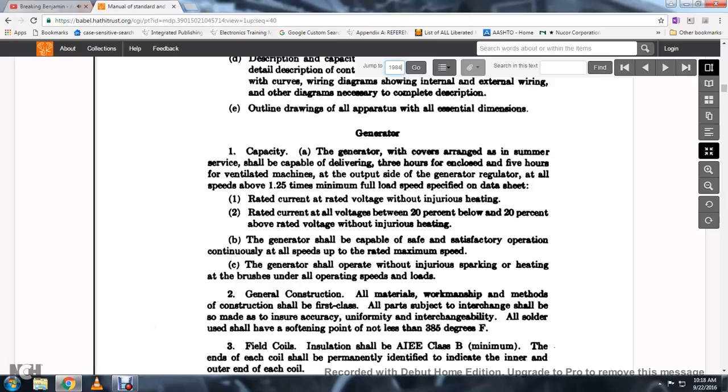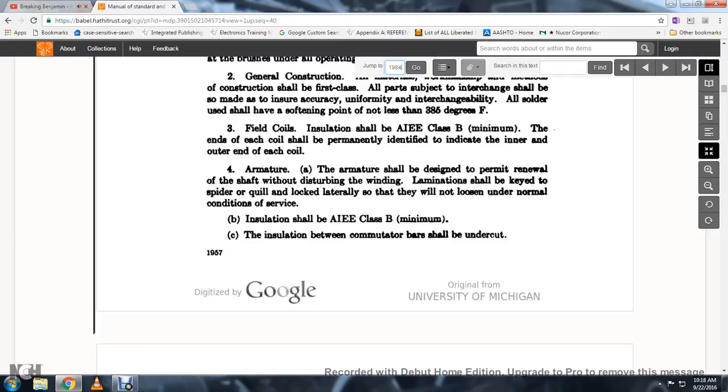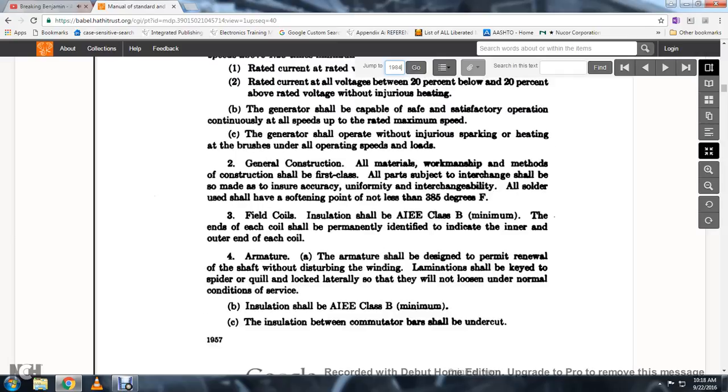B. The generator shall be capable of safely and satisfactorily operating continuously at all speeds up to the rated maximum speed. C. The generator shall operate without injurious sparking or heating at the brushes under all operating speeds and loads. 2. General construction. All materials, workmanship, and methods of construction shall be first class. All parts shall be made so as to ensure accuracy, uniformity, and interchangeability. All solder used in soft soldering shall melt at not less than 385 degrees.